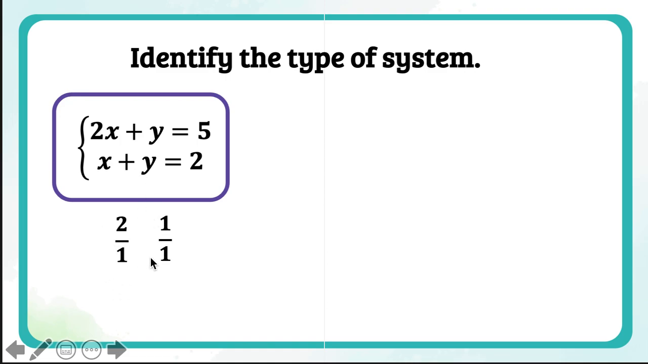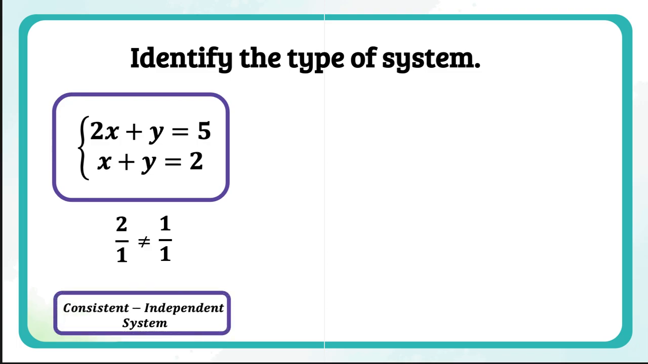And then, you just need to simplify. 2 divided by 1, the answer is 2. And 1 divided by 1, the answer is 1. So, definitely, they are not equal. So, if the first numerical coefficient will not be equal, therefore, the type of system is consistent independent system. So again, the graphs are intersecting. It has one solution. Okay?